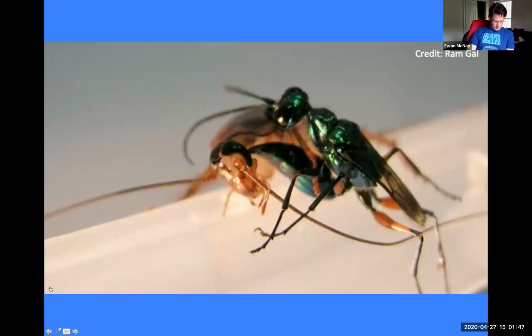And this is one of my favorite examples. This is Ampulex compressor, the emerald cockroach wasp. And it is a truth universally acknowledged that an emerald cockroach wasp in possession of some fertilized eggs must be in want of a cockroach.